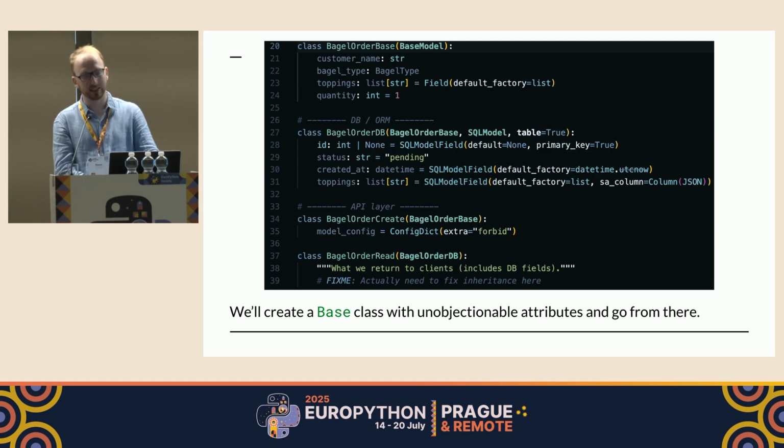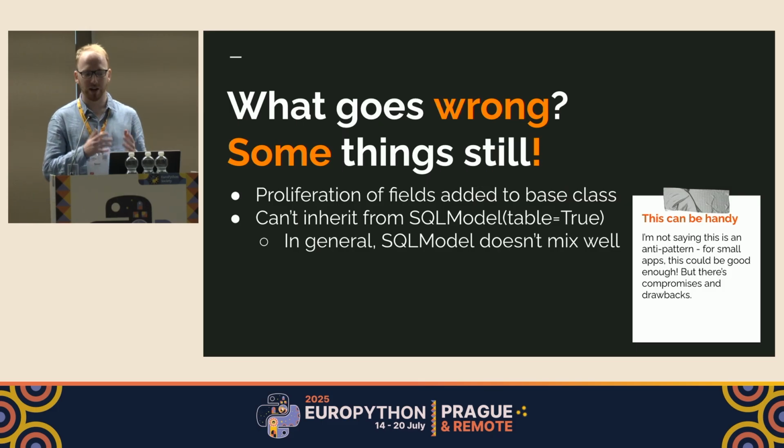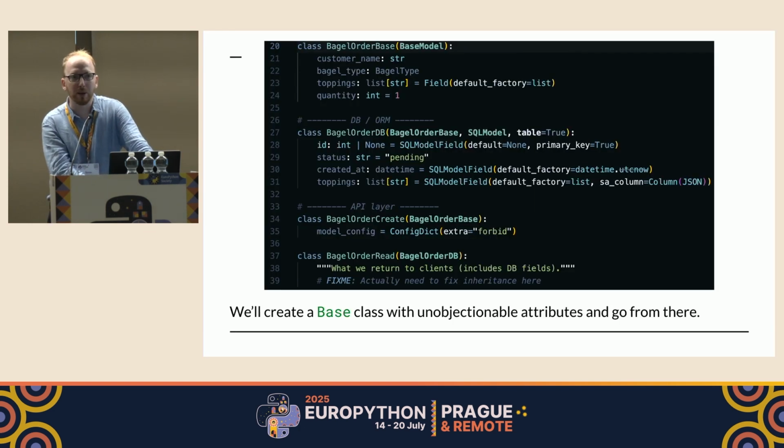The reason why this is a problem is a couple-fold. One, you can inherit to SQLModel, but you cannot really inherit from SQLModel. Because if you have table equals true on the SQLModel, every other subclass will also try to create a table for itself. So even if you have the object that's bagel order read that inherits from the database, even though all the fields are the same, you cannot quite work with that.